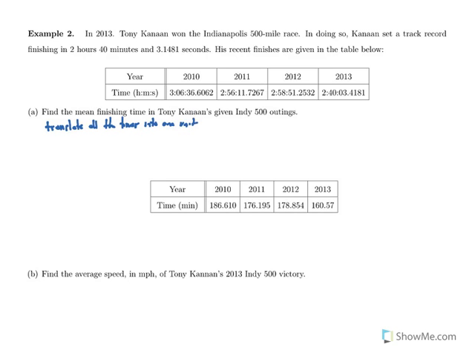We could do this with hours or minutes or seconds. We'll choose minutes here for no particular reason. So if we look at maybe one of these, let's look at the 3 hours, 6 minutes, 36.6062 seconds.